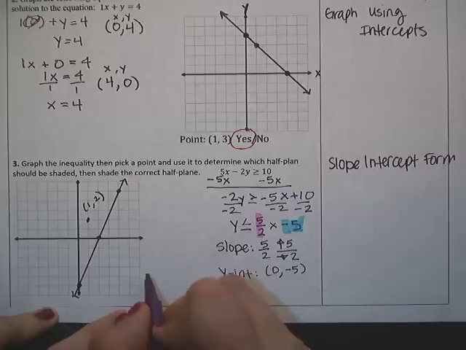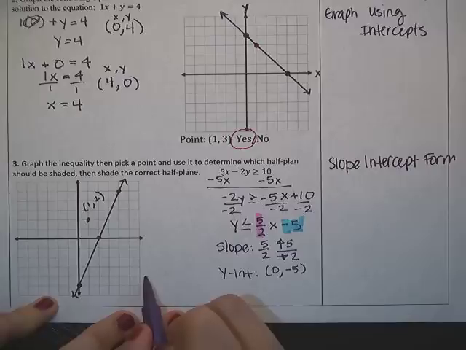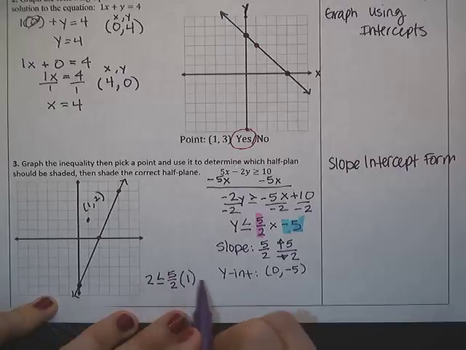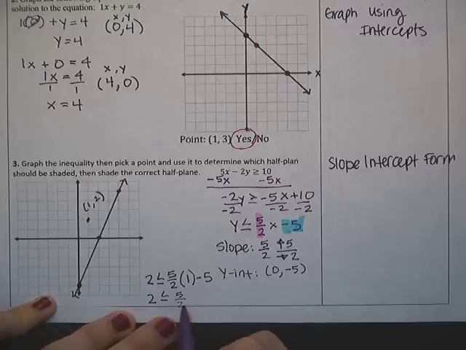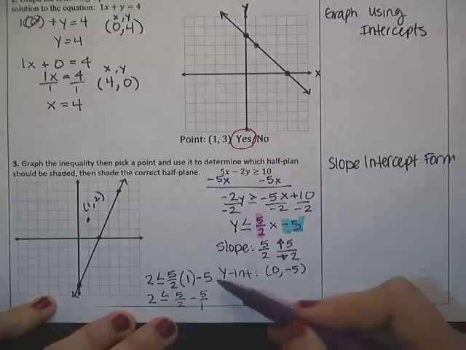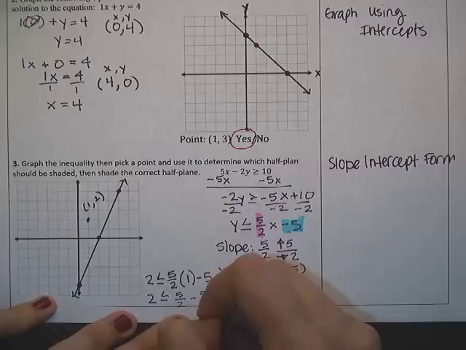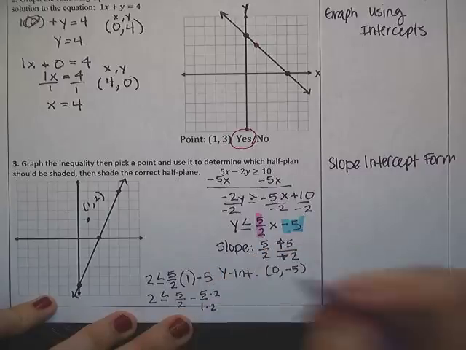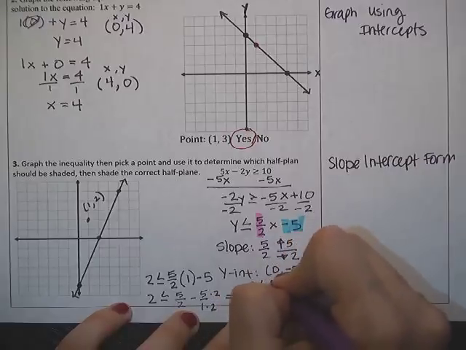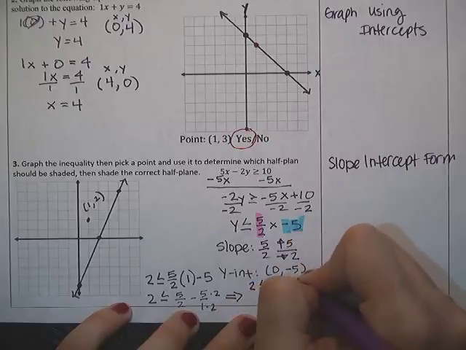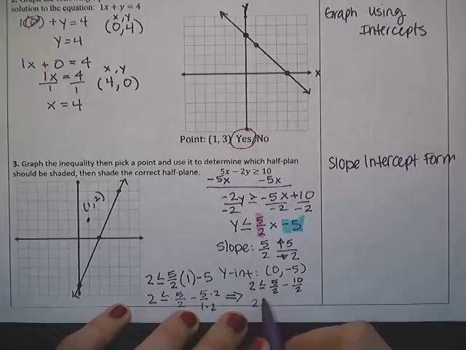So for y, I plug in 2 is less than or equal to 5/2 times x, which is 1, minus 5. And I simplify and I get 2 is less than or equal to 5/2 minus 5/1. I'm just writing the whole number as a fraction, and then I need to make common denominators in order to subtract. So now this is going to be 2 is less than or equal to 5/2 minus 10/2, and then you get 2 is less than or equal to negative 5/2.